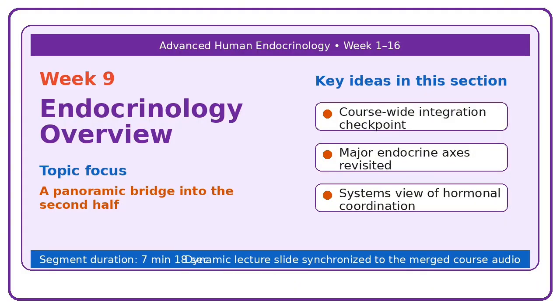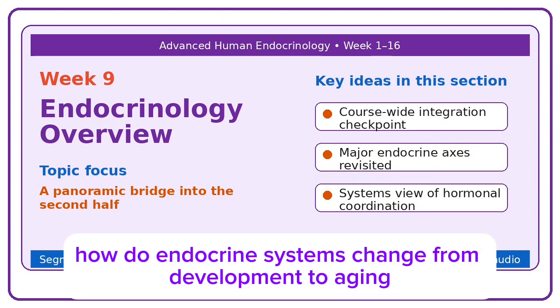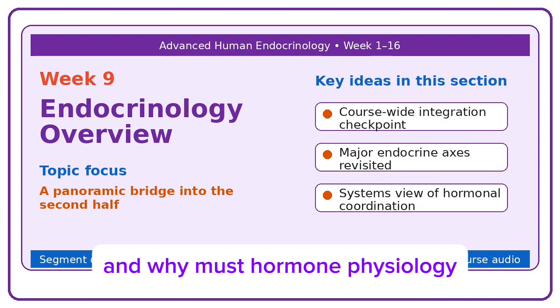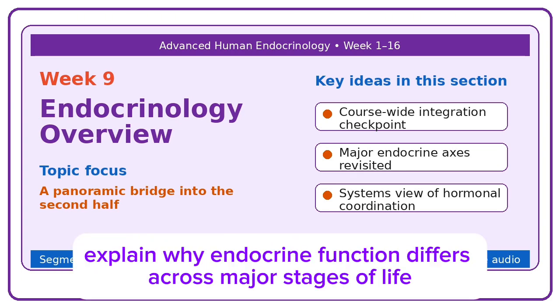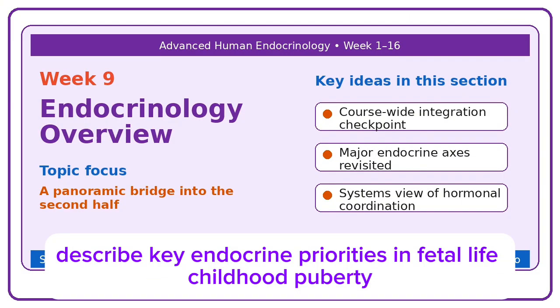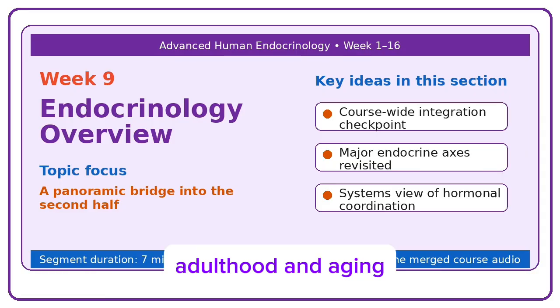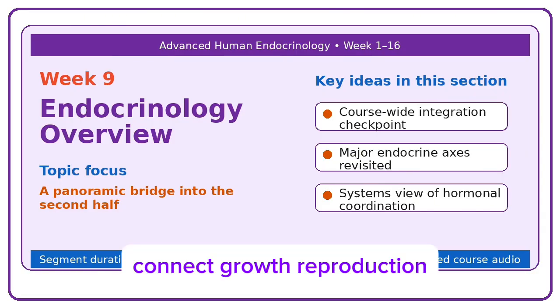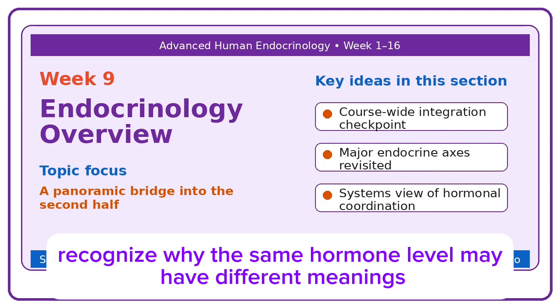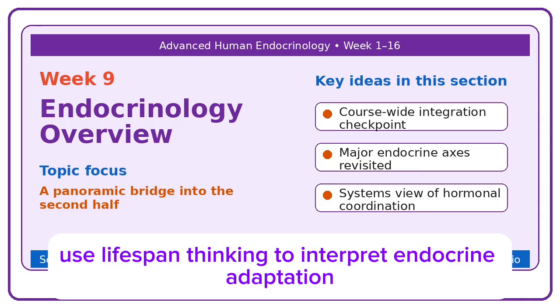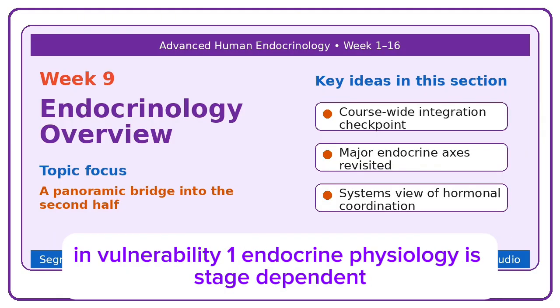Essential question: how do endocrine systems change from development to aging, and why must hormone physiology always be interpreted in relation to life stage? Learning goals for week 10. Explain why endocrine function differs across major stages of life. Describe key endocrine priorities in fetal life, childhood, puberty, adulthood, and aging. Connect growth, reproduction, metabolism, and aging to changing hormone physiology. Recognize why the same hormone level may have different meanings at different ages. Use lifespan thinking to interpret endocrine adaptation and vulnerability.